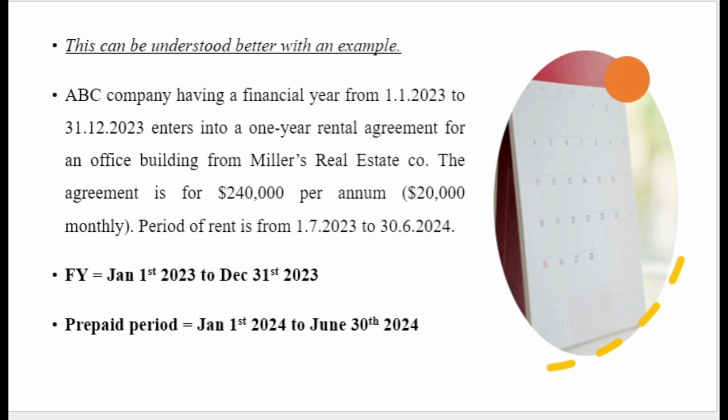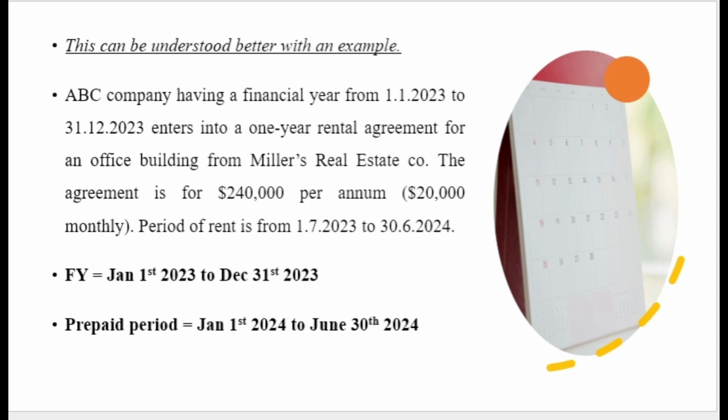So the books of accounts at the closing date of 31st December 2023 should reflect six months of rent in the profit and loss and the income statement. The balance six months has to be seen in the balance sheet under current asset. And the prepaid period of this rent is January 1st, 2024 to June 30, 2024.